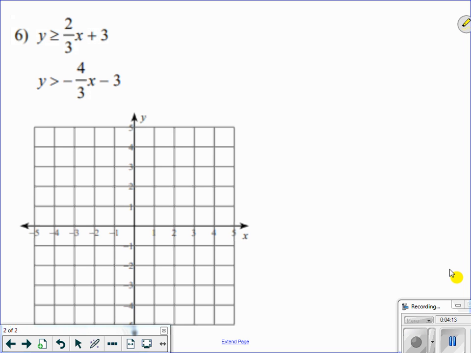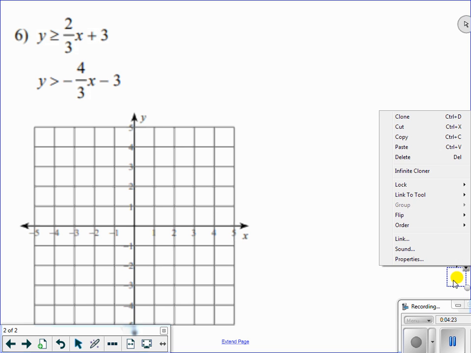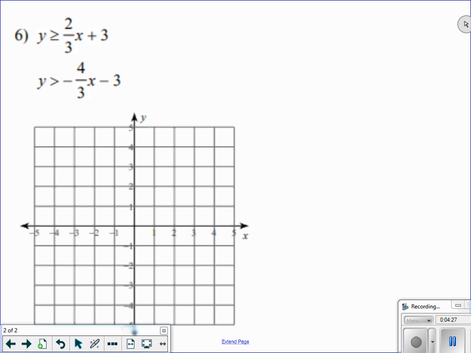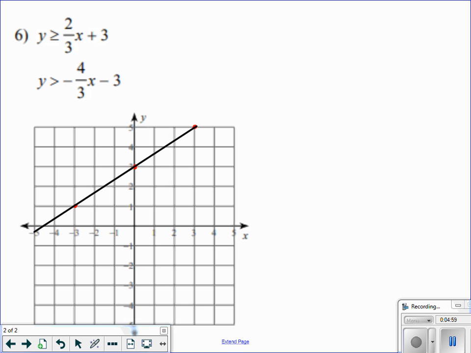All right, we'll move on to number 6 here. So this time we have y is greater than or equal to 2/3 x plus 3. And we have y greater than negative 4/3 x minus 3. So let's look at the first one, the top one. My y-intercept is 3. I'll make my point there. My slope is 2/3, so from the y-intercept, I can go up 2 and right 3. Make another point. If I wanted to make some more points here, I could go down 2 and left 3 and make another one. Now that is a greater than or equal to, so that means we need a solid line for that one. So we'll go ahead and put a solid line in there.